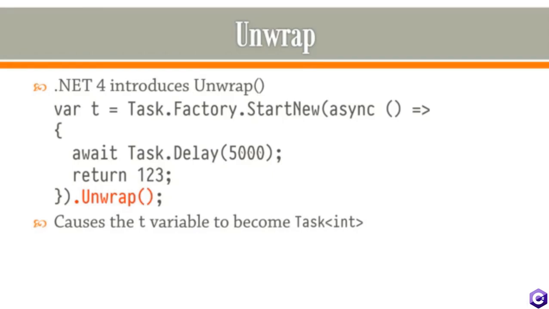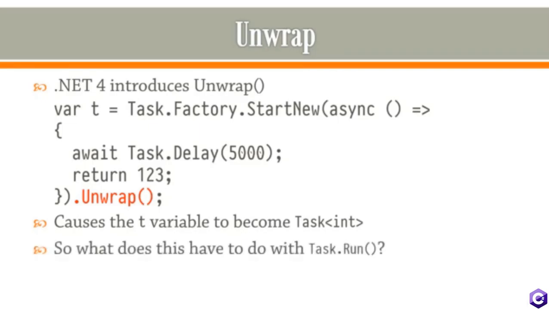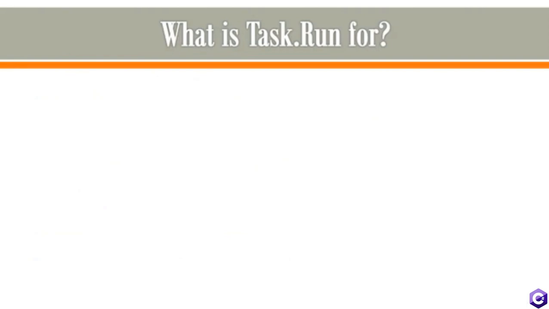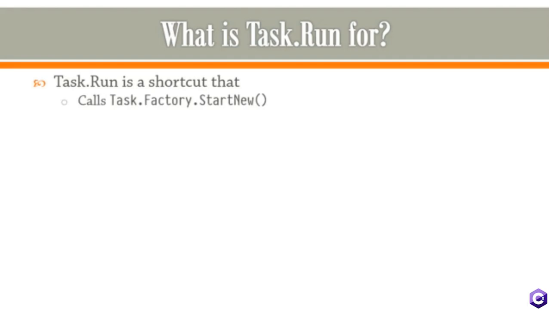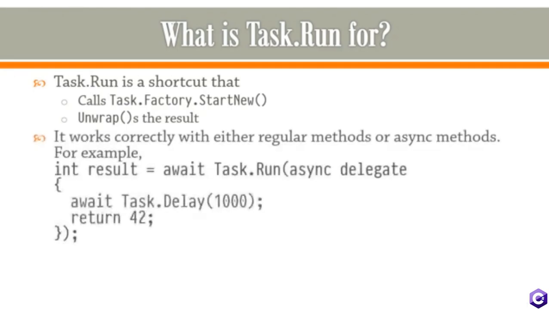Now you might be wondering, well, okay, so we have this Unwrap method. What does this have to do with Task.Run? So in actual fact, Task.Run is just a shortcut. It's a shortcut for calling Task.Factory.StartNew, which fires up the process, and then subsequently calling Unwrap on the result. So if you have an async lambda or delegate being passed in, it's going to unwrap it for you. And it works correctly with both regular methods or async methods. So whatever kind of argument you feed into Task.Run, you're still going to get the correct result.